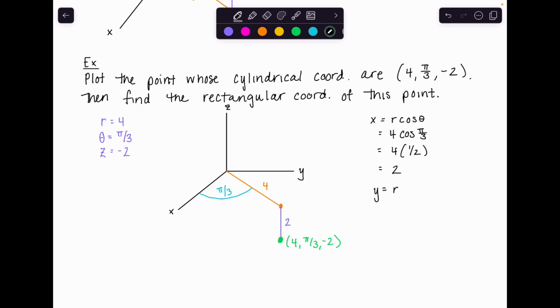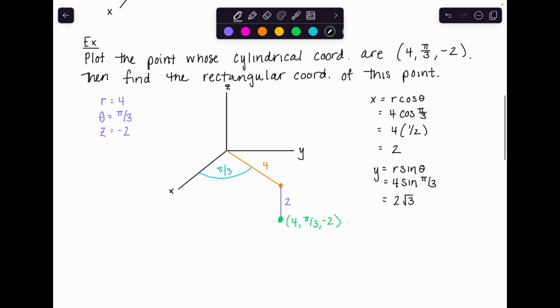My y-coordinate is given by r sine theta. So that's 4 sine of pi over 3. And then sine of pi over 3 is going to be root 3 over 2. So the same kind of thing happens. The 4 and the 2 simplify to 2. So the y-coordinate is 2 root 3. So this point in rectangular coordinates is given by x, y, z. It is (2, 2 root 3, negative 2), and nothing happens to that z coordinate. It's still negative 2. Okay.